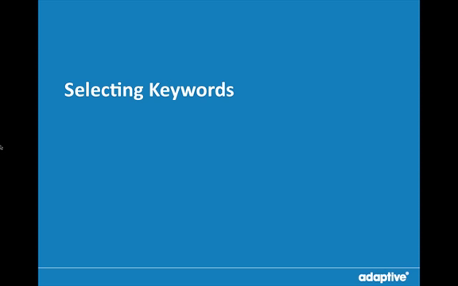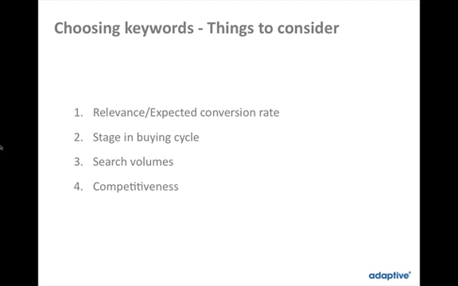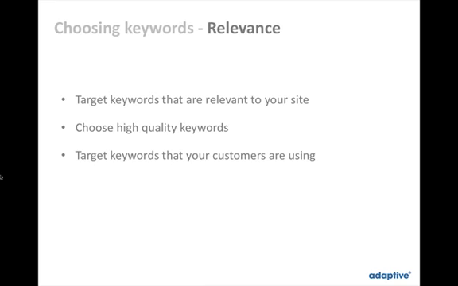So once you've done your keyword research and you have a list of possible keywords to target, you then need to start selecting them and organizing them in a way that they can be used for marketing purposes. So when choosing your keywords, the things that you need to consider are the relevance and the expected conversion rate of the keyword, what stage of the buying cycle the keyword is in, the search volumes of the keyword, and how competitive it is. So the first step is to choose keywords which are relevant to your site and your product and your service offerings.